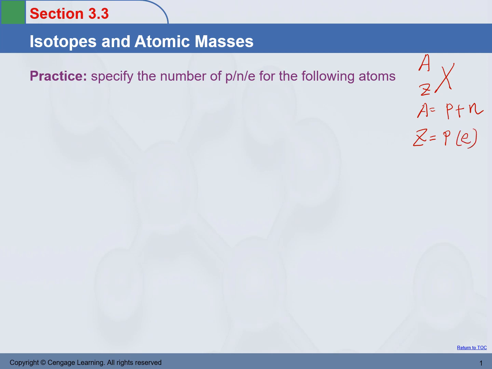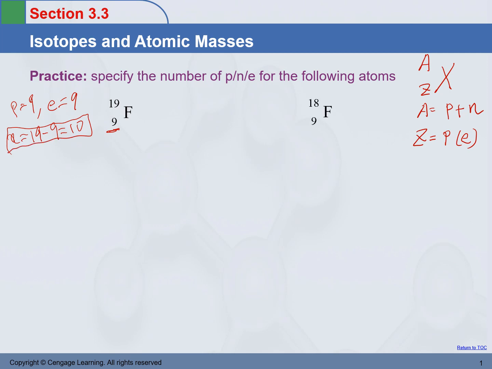All right, so let's practice. The first one, fluorine. How many protons? Well, the atomic number tells you the number of protons. So this one has 9 protons. Of course, 9 electrons. Protons equals electrons. Neutrons will equal the mass number minus the number of protons, so 10 neutrons. This atom has 10 neutrons.